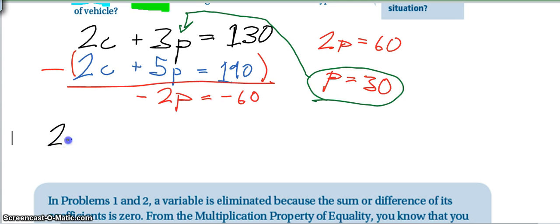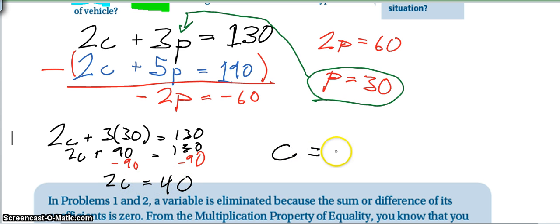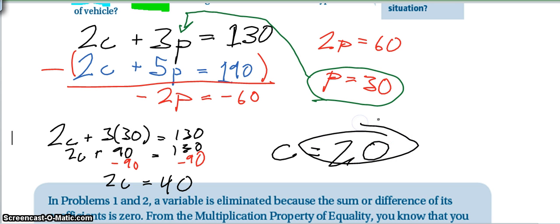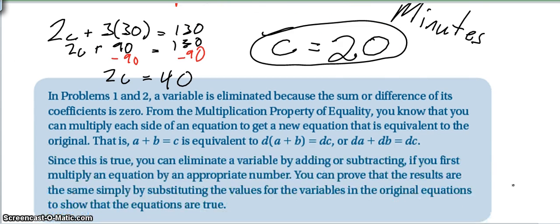When I plug into that equation, I can say that 2 cars plus 3 times the amount of time it takes to wash a pickup, which is my 30 minutes, equals 130 minutes. I know this will be 90, so that'll be 2c plus 90 equals 130, and then I can subtract my 90 from both sides, which leaves me with 2 cars takes 40 minutes, so 1 car is equal to 20 minutes. And then of course we want to have our label of minutes. So that is one of the practical ways that we can use systems of equations to solve problems.